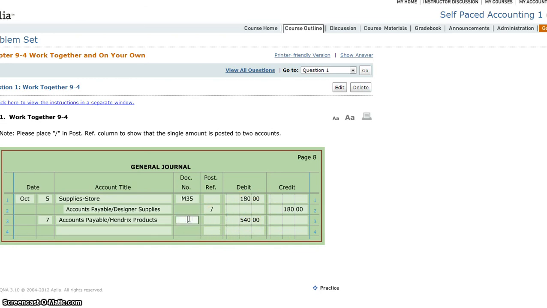Now, something else we need to be aware of is we're going to put down that we prepared debit memorandum number 65, and we're going to put a forward slash right here. So anytime that you have accounts payable or accounts receivable in your general journal, you're going to put a slash here, and you're going to put a slash in the post-reference column. This will become clear later on. Now, do you remember this type of source document right here? It's called a debit memorandum. This debit memorandum tells you that you have to debit your accounts payable account.